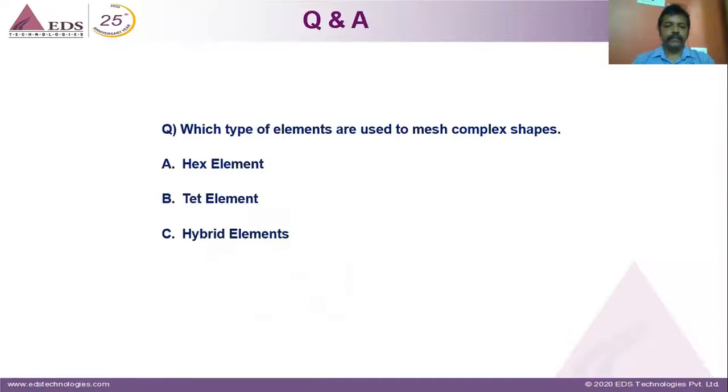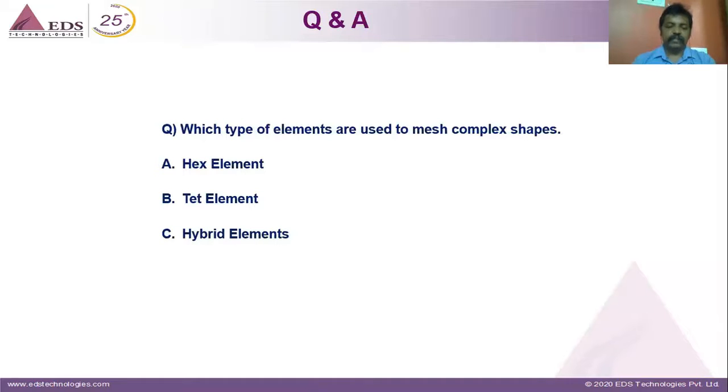Okay, so coming to Q&A, I would like to get the answers for these questions. There are hardly a few questions. Which type of elements are basically used to mesh complex shapes? I think the tet element is used to mesh complex shapes.